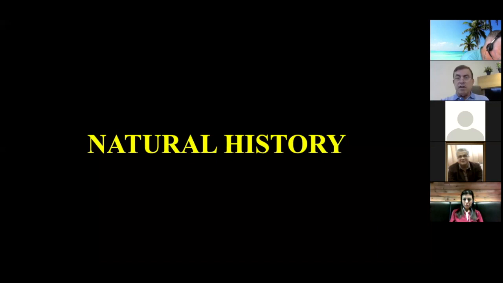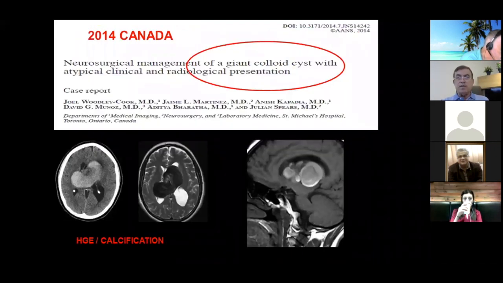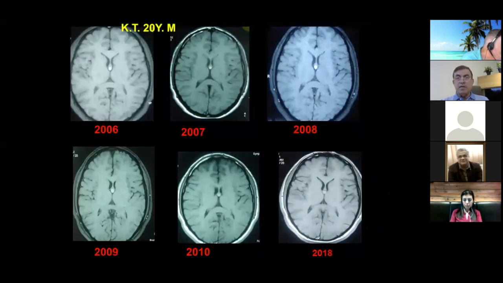What's the natural history of these lesions? Of course, they grow, and they can attain a giant size. The giant colloid cyst of the third ventricle from India. Another one, a giant one from Canada, with hemorrhage and calcification. But look at this case of mine. So the natural history is that they increase in size.